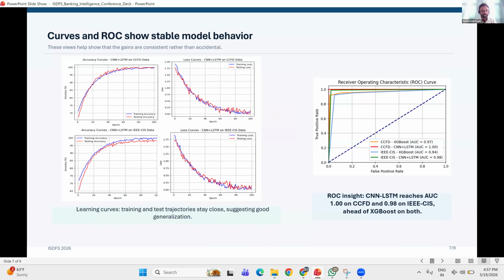And here is the ROC curve. You can see that as part of my research I collected different curves based on my data sets. I collected CNN LSTM on CCFD data, and another one is CNN.